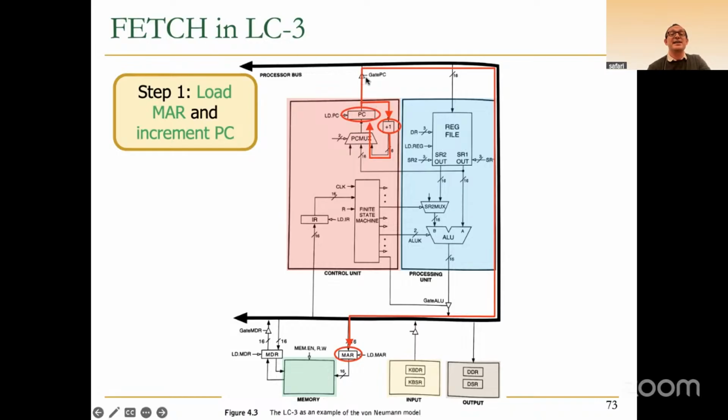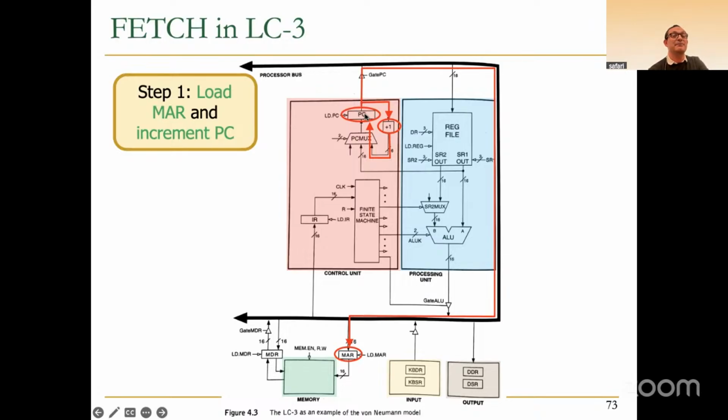So I'd better set the gate PC signal to enabled so that the value on the PC gets gated onto the bus. Remember the tri-state buffer? That value flows on the bus, and I'd better set the enable signal or load MAR signal to be 1 so that whatever flows on the bus gets placed, written into the MAR register. Load MAR means write enable. It's essentially a write enable signal for MAR. So now we've kind of put together all of the concepts that we've seen earlier.